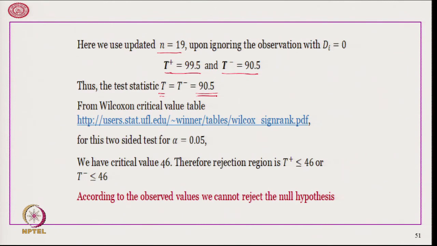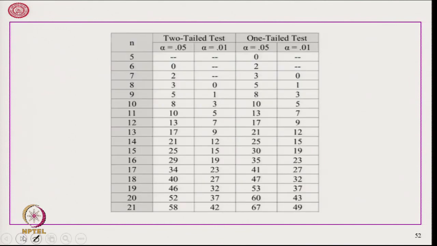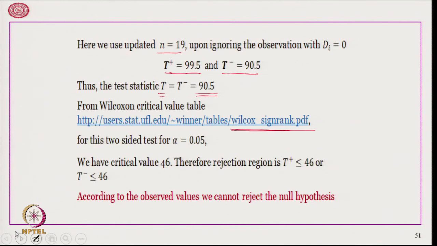90.5. Now, the question comes whether we should accept the null hypothesis or reject. Therefore, we go to the table, in this case the Wilcoxon signed rank table, which is available in this location. This is available over the internet, you can refer to that, but for your understanding I am showing some portion of the table. N is equal to 19 at 5% level of significance. It is a two-tailed test because we are testing m is not equal to m naught. Therefore, the critical value comes out to be 46. Therefore, we shall reject the null hypothesis if the statistic t comes out to be less than 46.